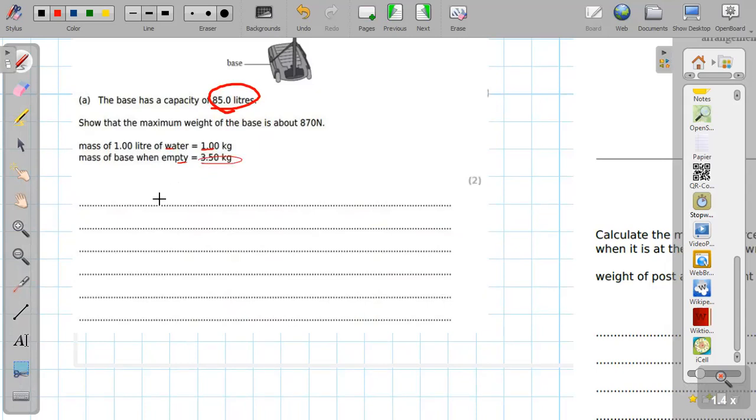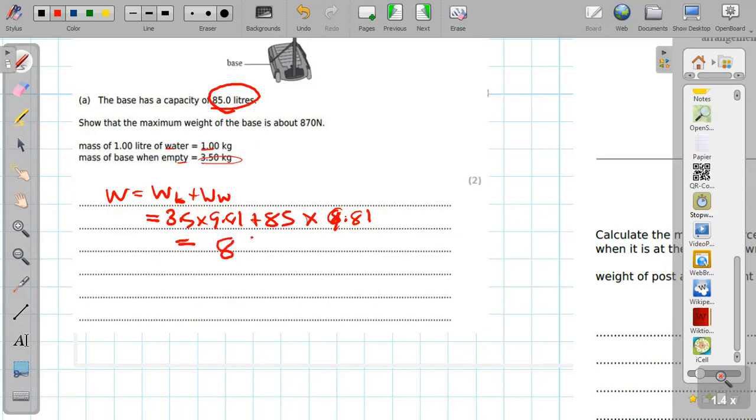What is the total weight? Weight equals to weight of the base plus weight of the water. So it is like 3.5 times 9.81 plus 85 times 9.81. What is the answer you got for this one?